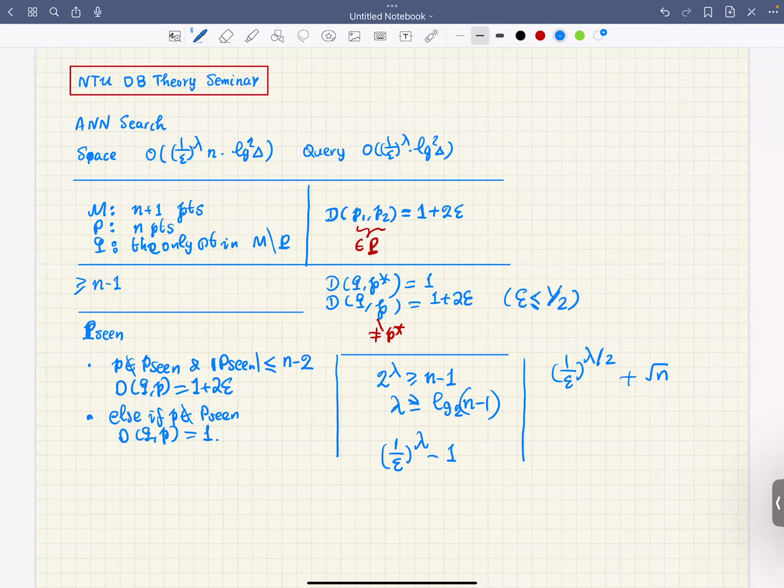So in the scenario that I constructed, the value of lambda is, as you know, at least log base 2 of n-1, and epsilon is 1/2, right? And therefore, this term is of how much? Roughly root n. But this is a contradiction because I told you before, no matter how smart you are for this particular data set, you have to evaluate at least n-1 distances. And therefore, there is a contradiction.